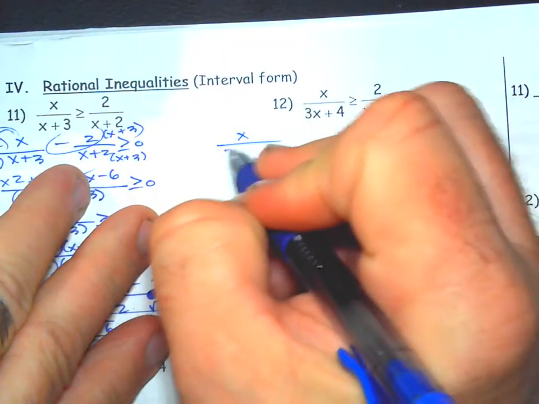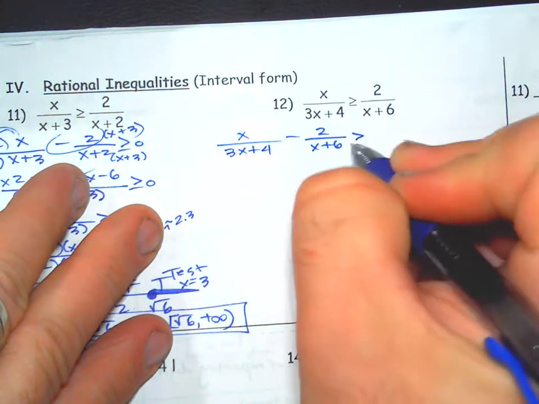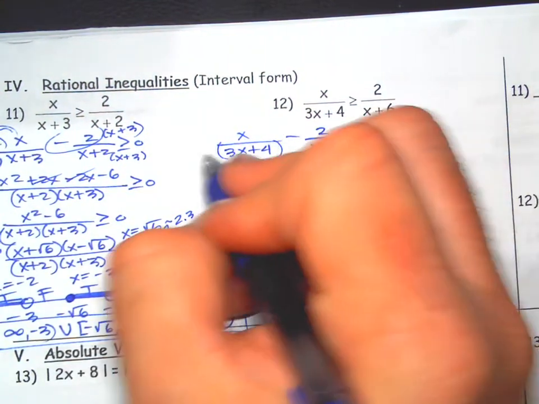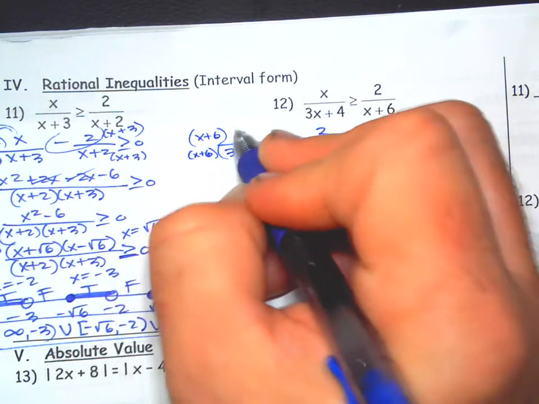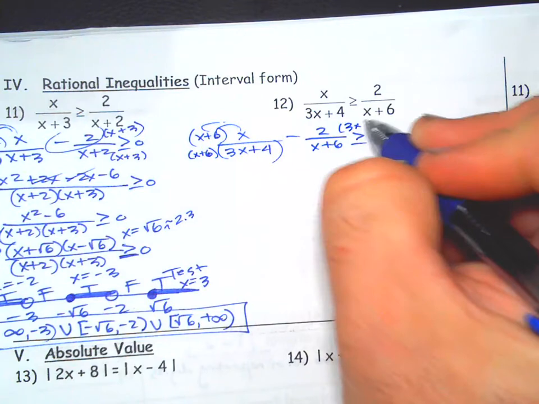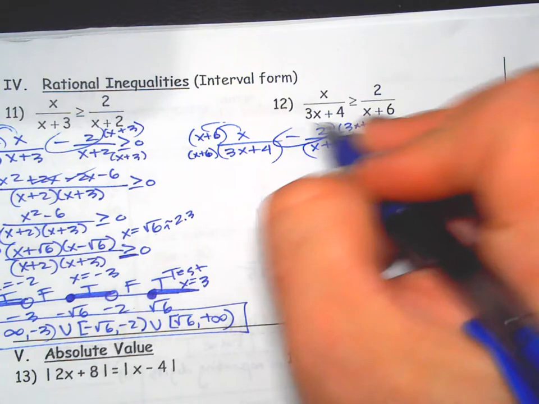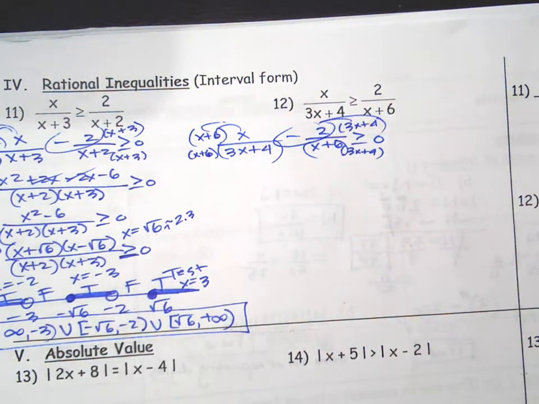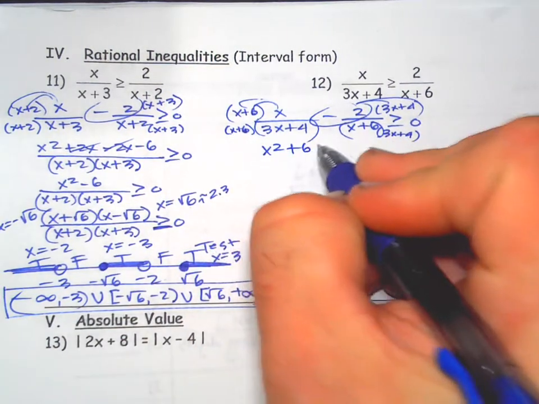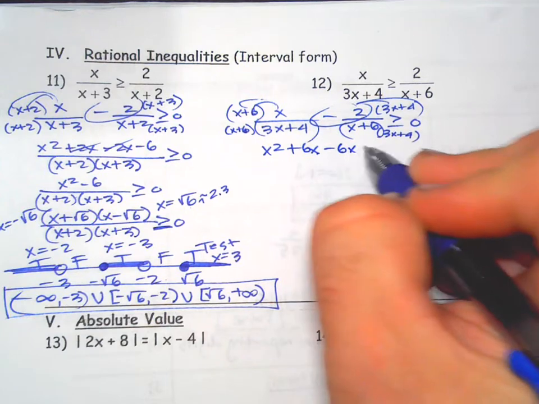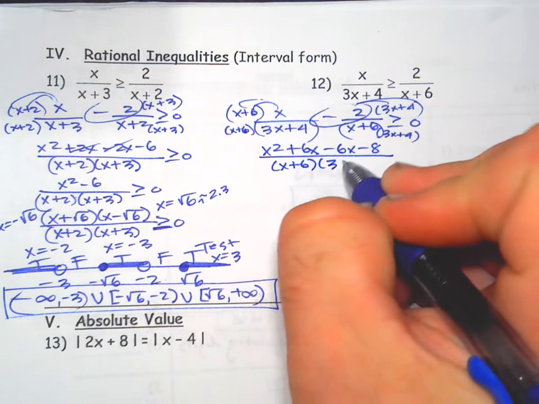Move everything to one side, compared to 0. Give them least common denominators, so that's going to get multiplied by x plus 6, top and bottom. Then you got to distribute it. This one's going to get multiplied by 3x plus 4. And you got to distribute this. I do the negative 2 at the same time. So we're going to get x squared plus 6x minus 6x minus 8. On the bottom, you have x plus 6, 3x plus 4. Leave it factored.